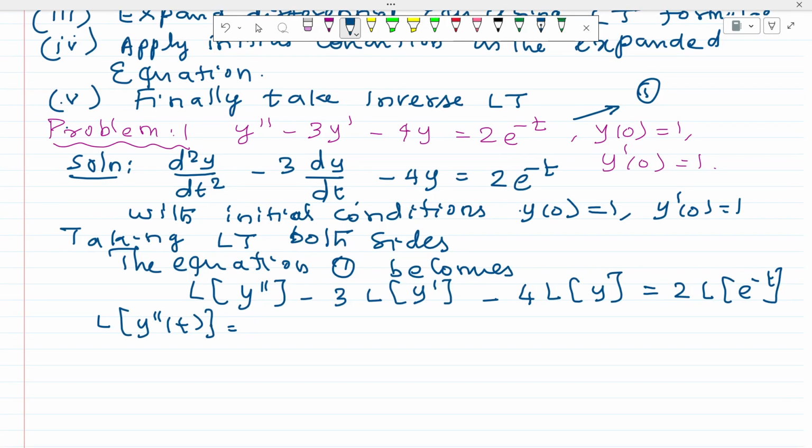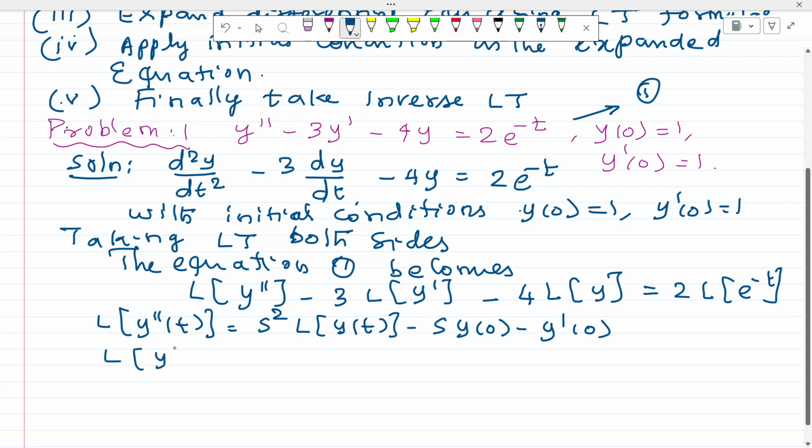We can write here once again: L of y double dash of t is s square L of y of t minus s into y of 0 minus y dash of 0, and then one more, L of y dash of t is s into L of y of t minus y of 0.